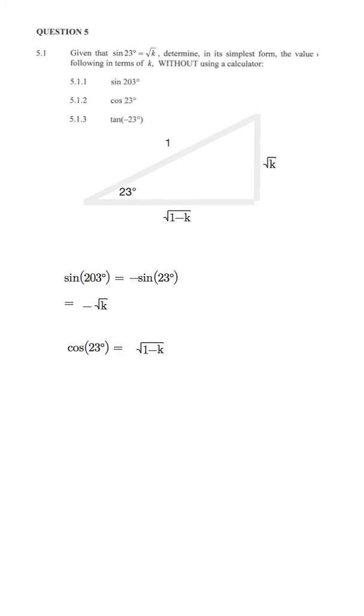Lastly, we have the tan function. So tan of negative 23. Tan is an odd function, which means that tan of the negative variable is equal to negative tan of the variable. And we can look at our diagram again. We have the definition of tan is opposite over adjacent. We have our opposite side here, which is root k, and our adjacent side here, which is root 1 minus k. The opposite over the adjacent then is just root k over root 1 minus k. And that is all of the questions.